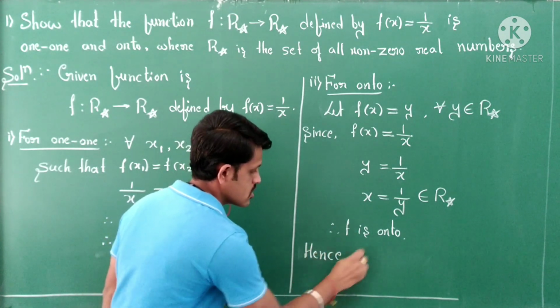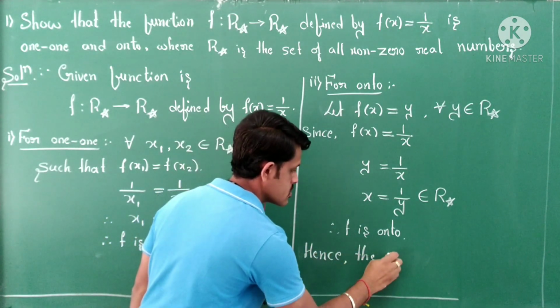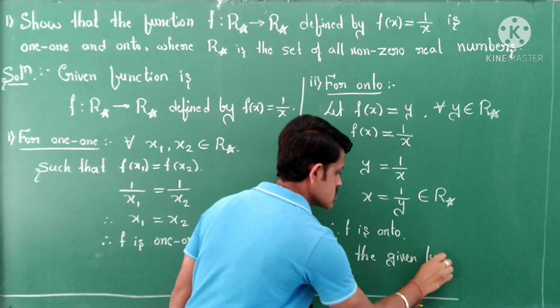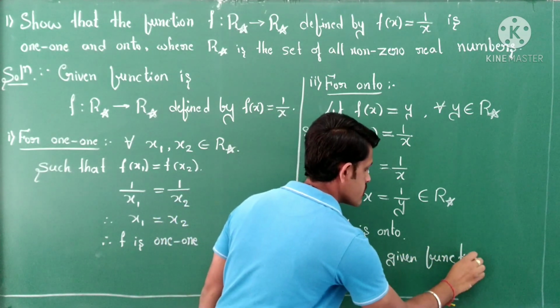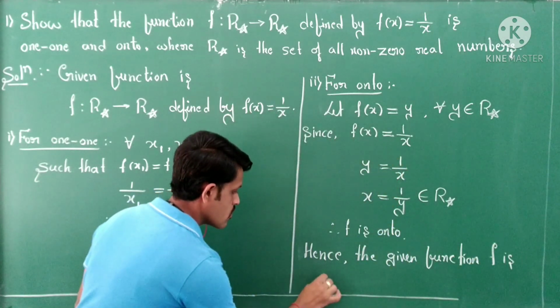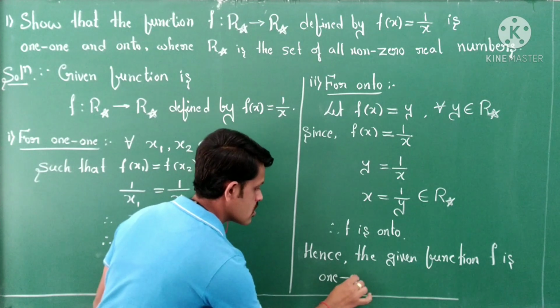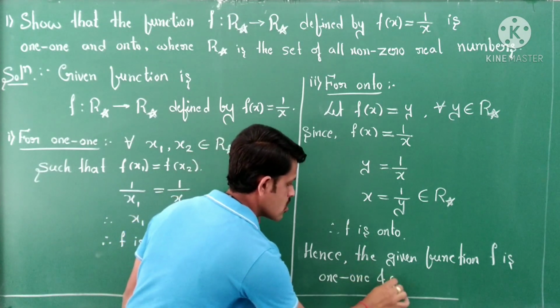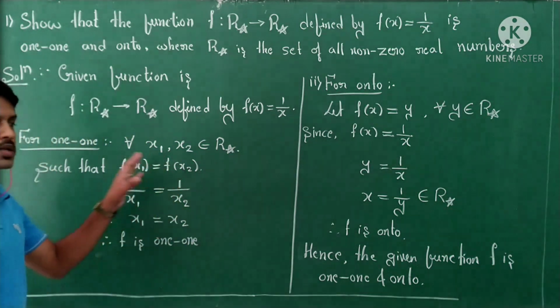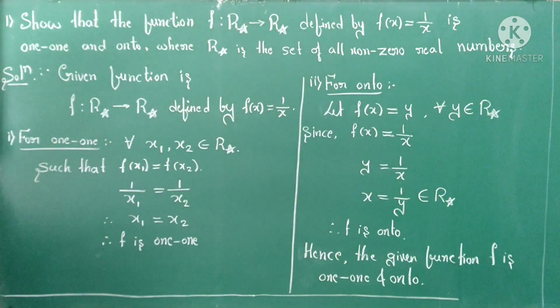And the given function f is one-one and onto. This is the way to solve this variety of example.